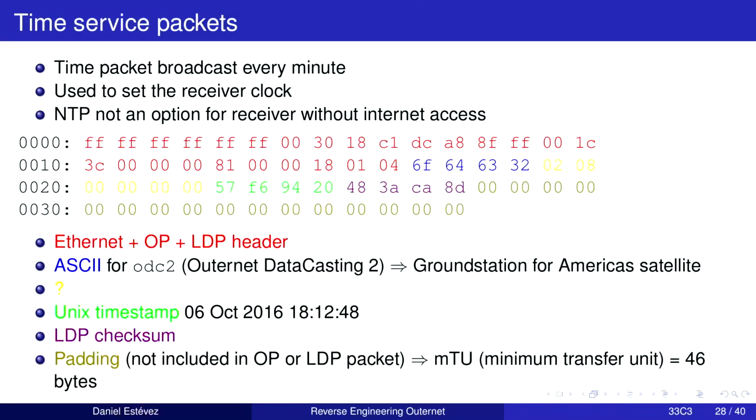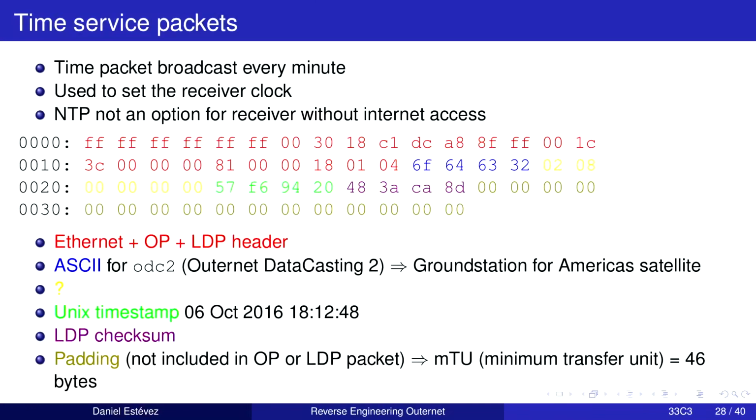Apart from transferring files, something Outernet does is to broadcast time packets, and these are used to set the receiver clock because it's intended to run without internet access, so you cannot use NTP. And these are very easy. They have here the ASCII code for, in this case, ODC2. That means Outernet Datacasting 2. It's the identification for the ground station in the America satellite.